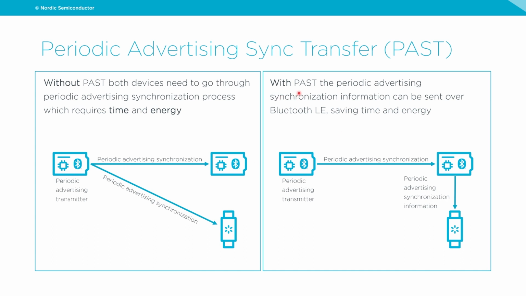With this feature, with periodic advertising sync transfer, that information can be sent over a connection. So in this case you have your periodic advertising transmitter, you have a device that has already synchronized, and you can just send the synchronization information to another device so that this device will then be able to receive the periodic advertisings from the transmitter.